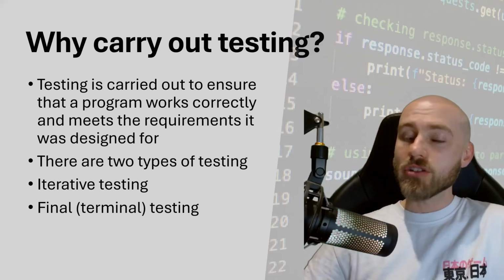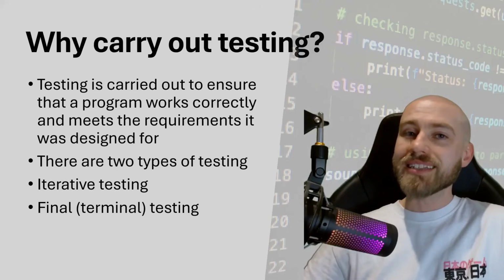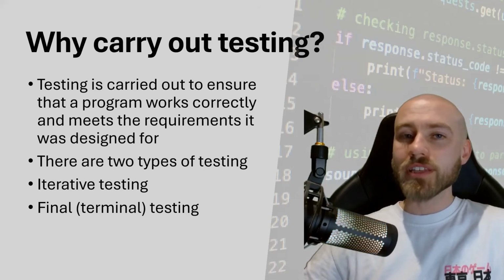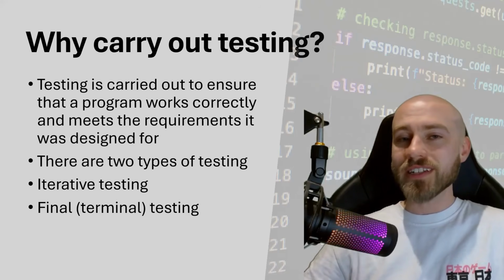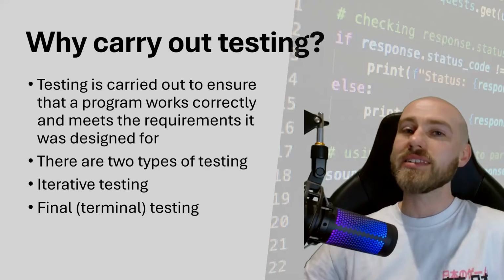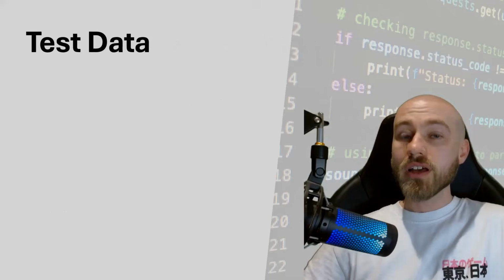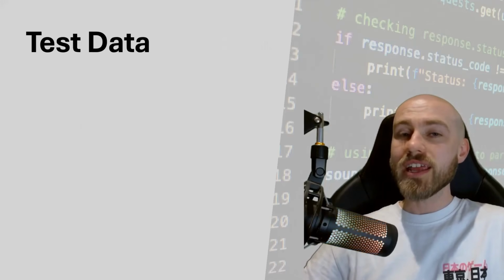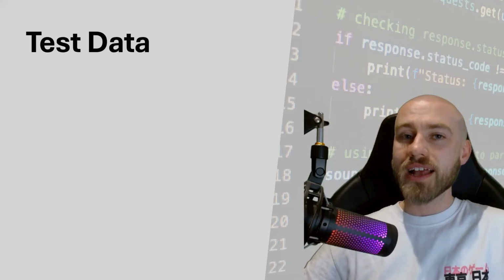Final testing, which is sometimes called terminal testing, is carried out at the end of the software development. This means that you've got everything completed and you're ready to try different types of data in there to make sure that it still gives you the output that you were expecting. So usually with terminal testing, you try different types of data, especially when there's different inputs, to make sure that it's working as you expected.